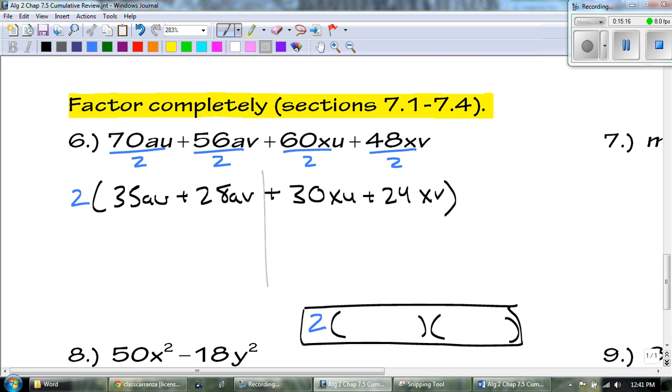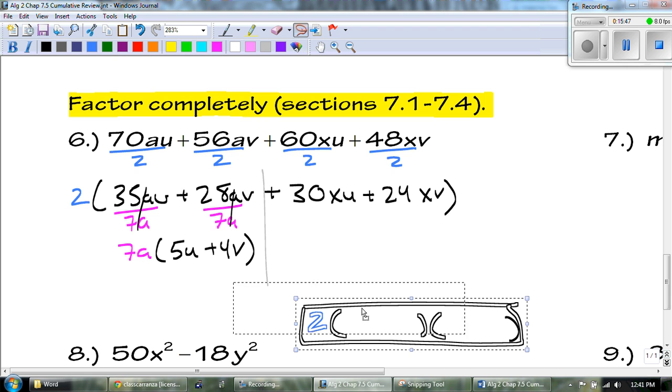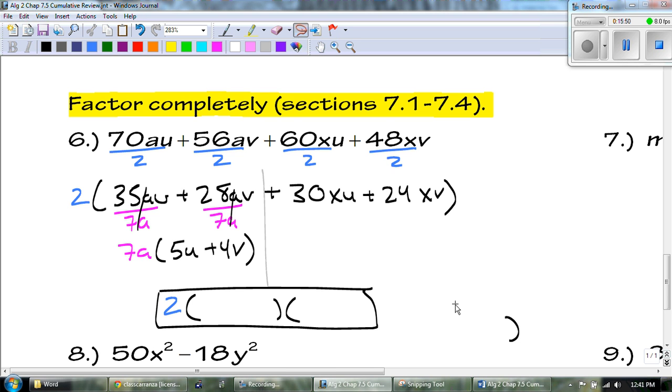Okay, so let's look at the first group, 35 and 28. This is why it's important to know your times tables. I know that 7 goes into both of those and they both have an a. So the 7a comes out front. 35 divided by 7 is 5u because the a's cancel. And 28 divided by 7 is 4 and the a's cancel, v. So there's my answer.